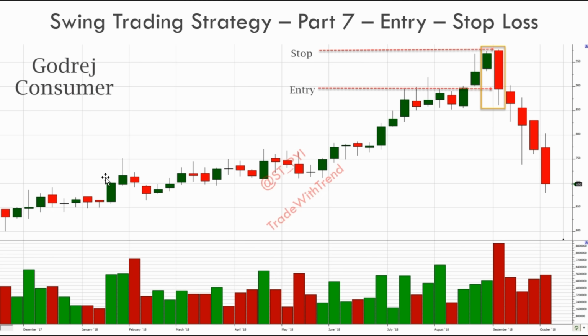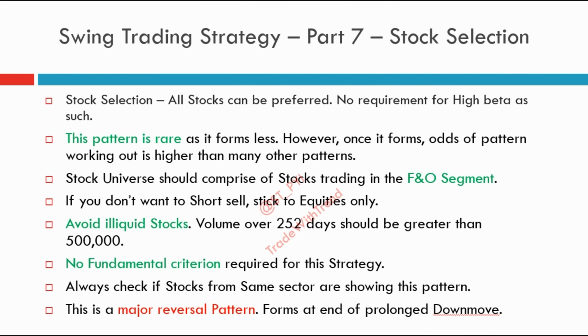Now I'll come to the stock selection part. Now in stock selection, you don't have to stick only to high beta. In this particular strategy, you can select low beta stocks as well, because it's all about the change in sentiment that plays out in low beta stocks as well. This pattern is again rare. It does not form that often, but the odds are always high. This is actually one of the highest probability reversal patterns that you will find both on the bearish and the bullish side. So whenever this plays out, especially with expansion of volume, do take note. Stock universe can be anything.